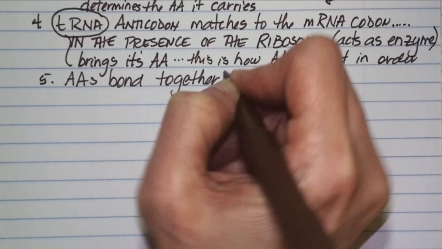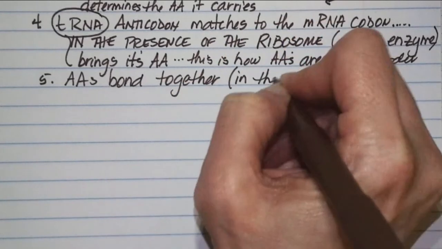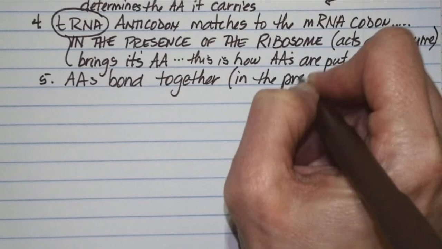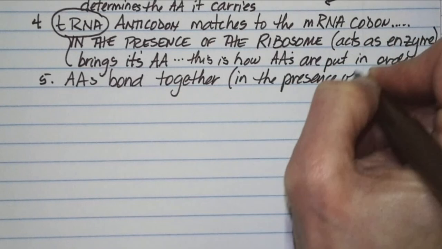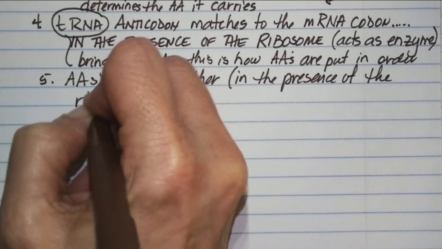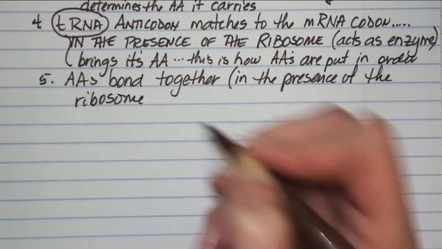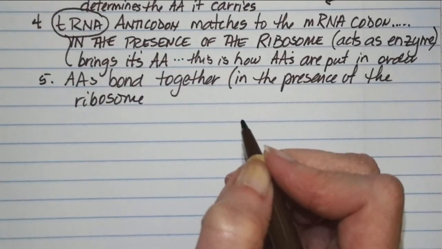They don't bond much outside the presence of the ribosome because it just requires so much energy for that to happen. And they form a chain. So the amino acids bond together, forming a chain. What do you call a chain of amino acids? A protein.